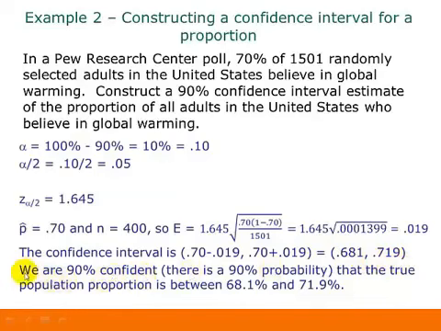And the interpretation of this is that we are 90% confident, or we can say there's a 90% probability, that the true population proportion is between 68.1% and 71.9%.